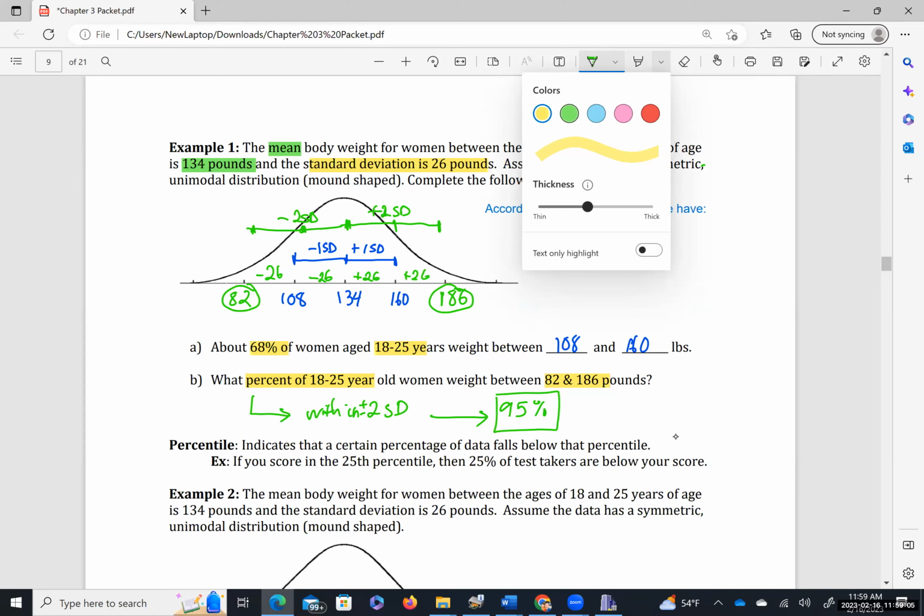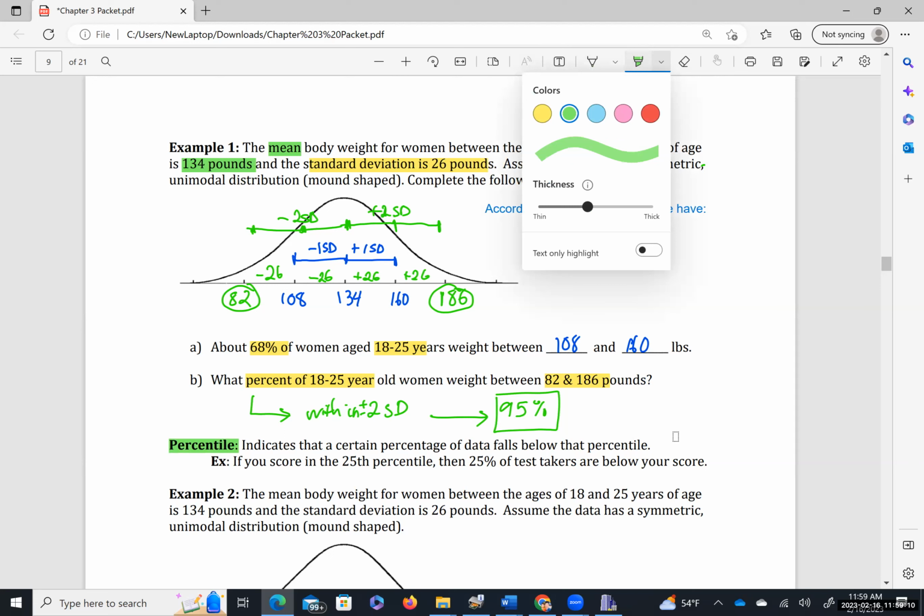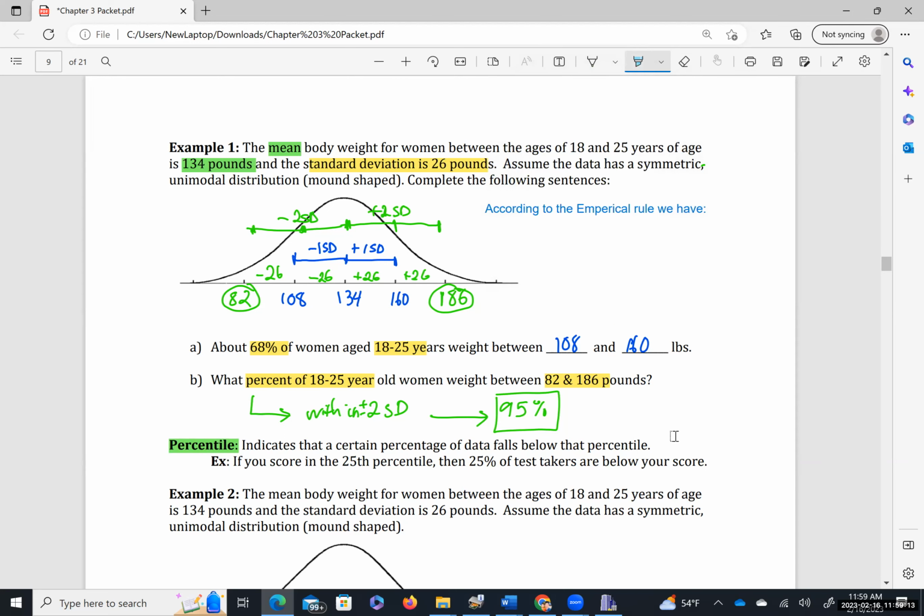Now, I would like to talk about percentiles. What is that? It indicates the certain percent of data that falls below that percentile. So if I say the score is in the 25th percentile, then what happened? Then 25% of the test takers are below the score. Does that make sense?